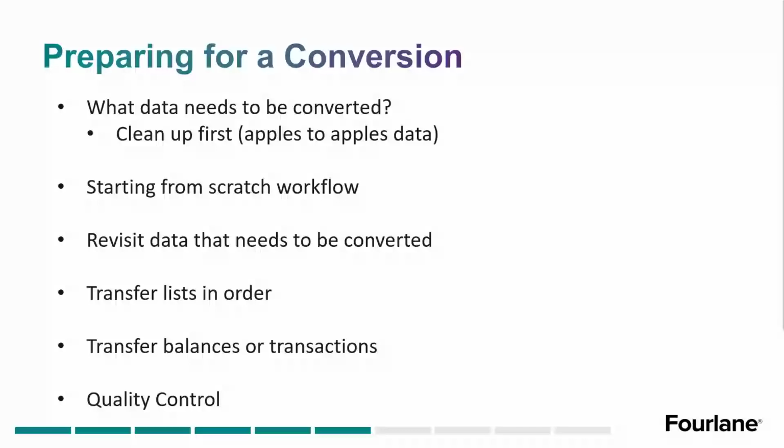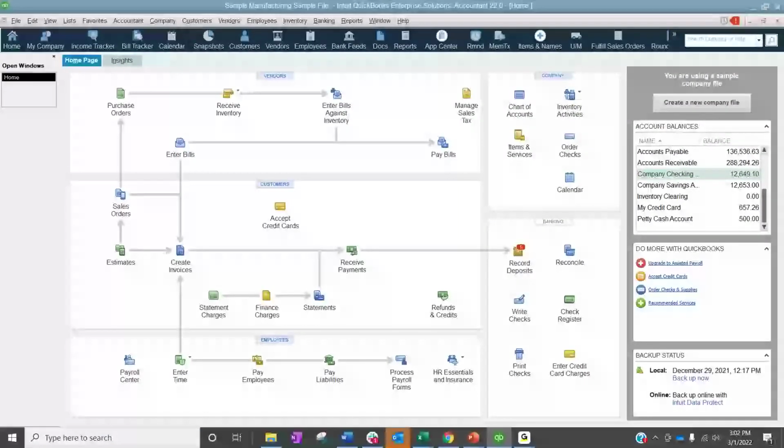How do we prepare for that? How do we get ready? Okay. So the first thing in our steps, I'm going to talk a lot about what Fourlane does. I'm not going to show you all the processes. A lot of people on this call have probably been through it before. But the first thing that we want to do is identify the data that needs to be converted. Okay. And I'm going to pretend like we are converting a QuickBooks file and needing to do new file setup.